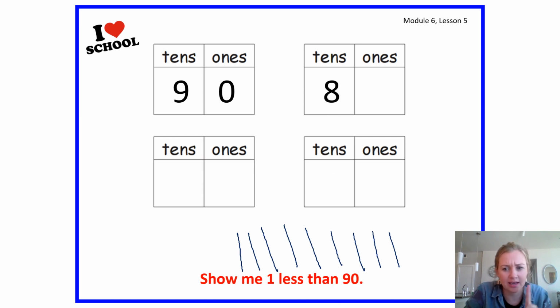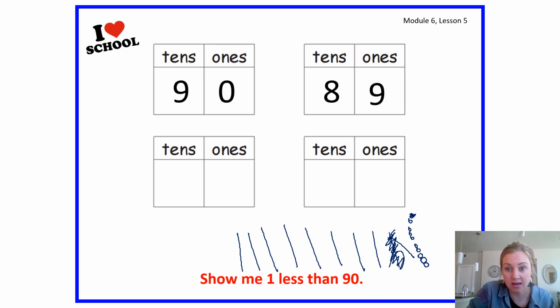This could get tricky because I don't have any extra ones. So that means I need to break up one of these 10s into 10 ones. Now I have 10 ones. This 10 became our 10 ones. I want to take away one of those ones. So now I have 1, 2, 3, 4, 5, 6, 7, 8 tens and 9 ones. So 90 minus 1 equals 89.